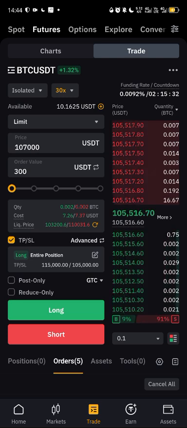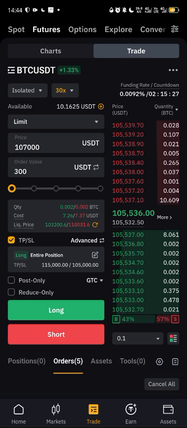The market will just start going your way, or going the other way. If your prediction is right, then you win. If it's wrong, then you lose. So that is how it works. It's as simple as that.